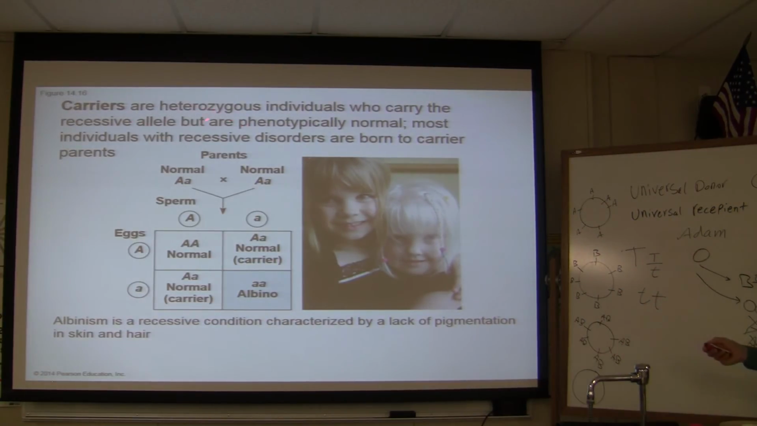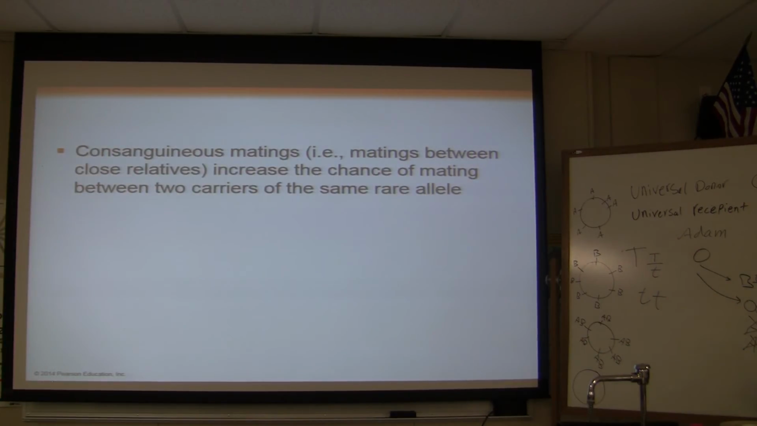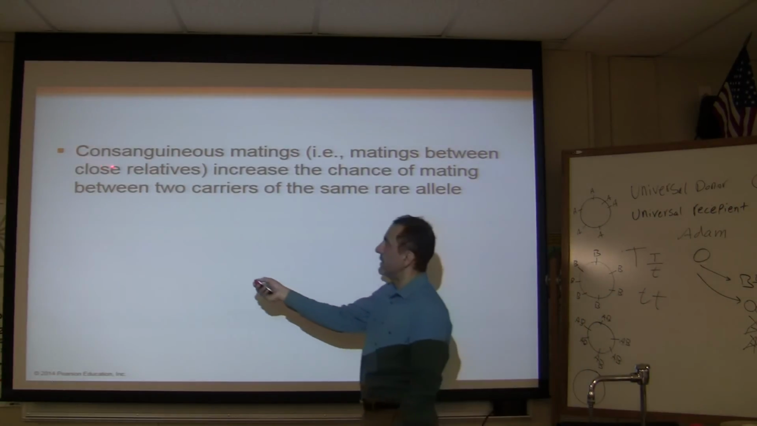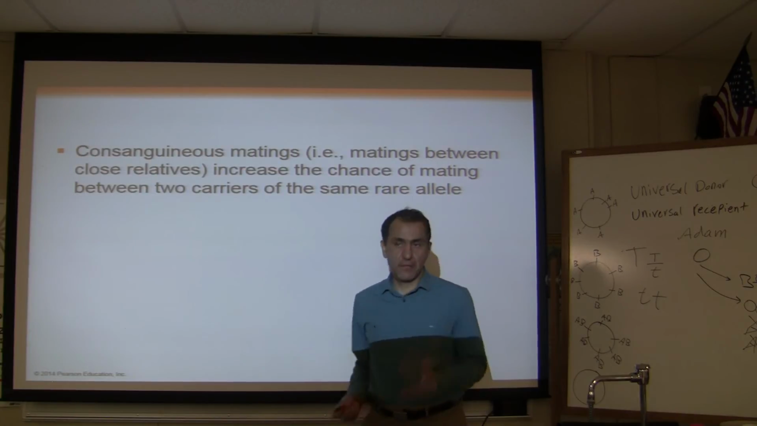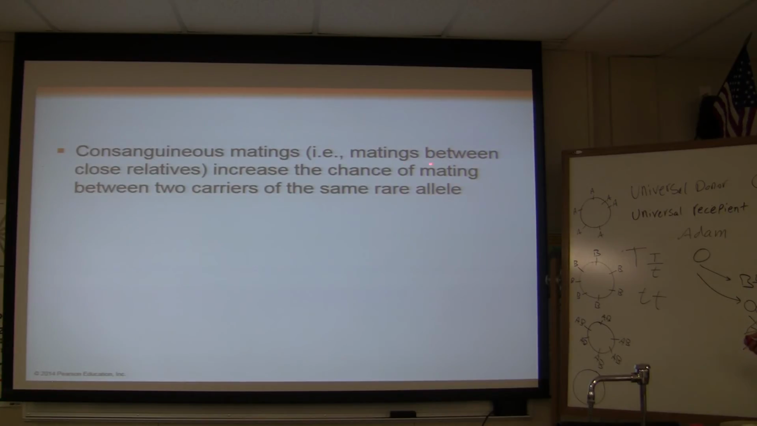Carriers are heterozygous, that's right, heterozygous individuals who carry the recessive allele, small a, but are phenotypically normal. The parents are normal. Most individuals with recessive disorders are born to carrier parents. I have a hard time saying these long words. It's illegal in the United States when relatives get married. It's called consanguineous. It means mating between close relatives increases the chance of mating between 2 carriers of the same rare allele.